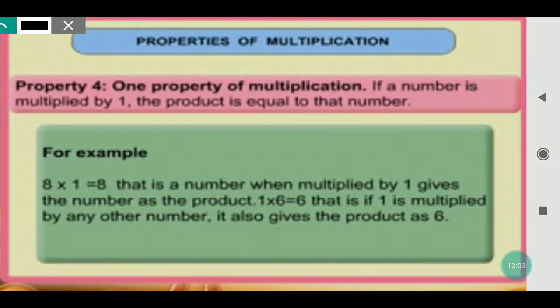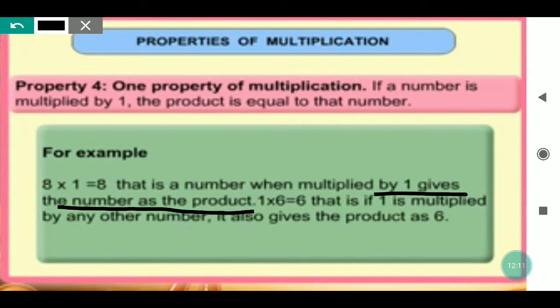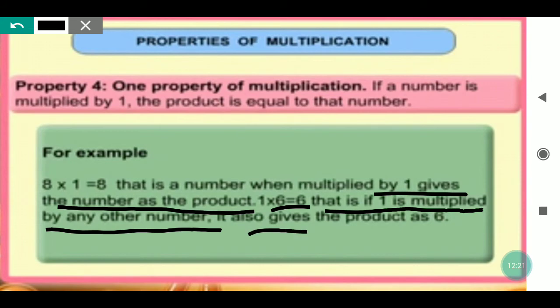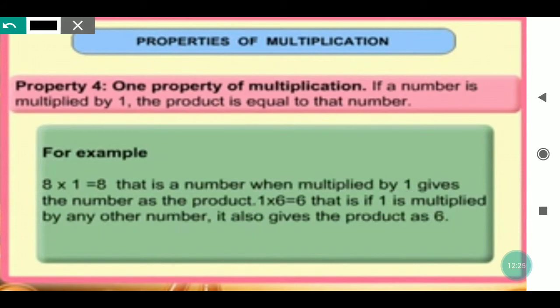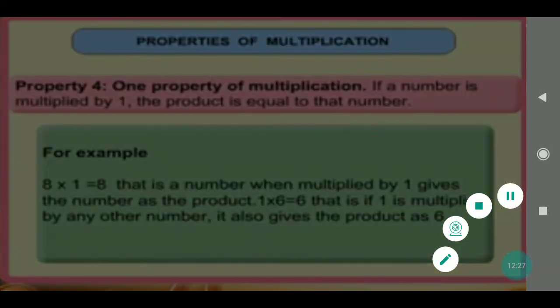Just see, my dear. 8 into 1 is 8. That is, the number which when multiplied by 1 gives the number as a product. Like 6 into 1 is also 6. That is, if 1 is multiplied by any number, it also gives the product as the number itself. Okay, this is the one.